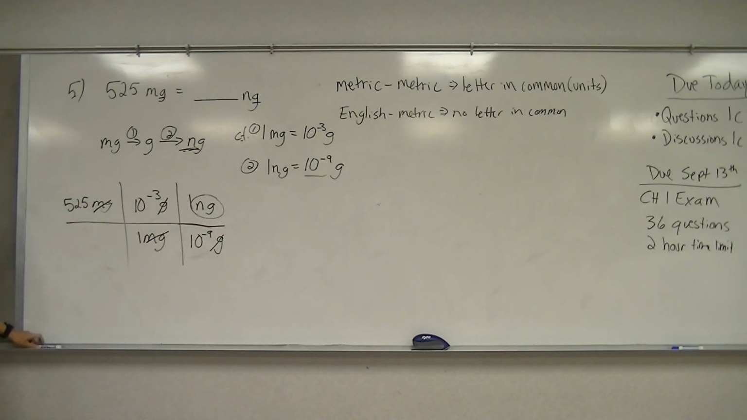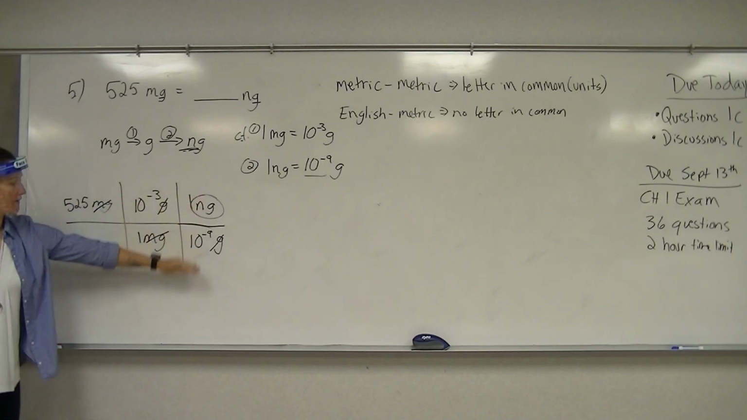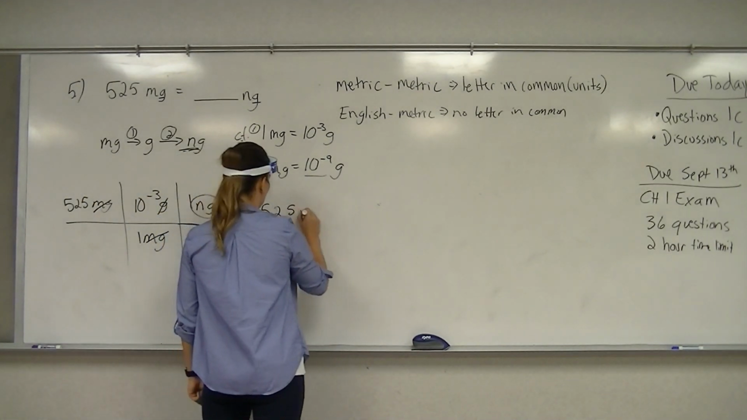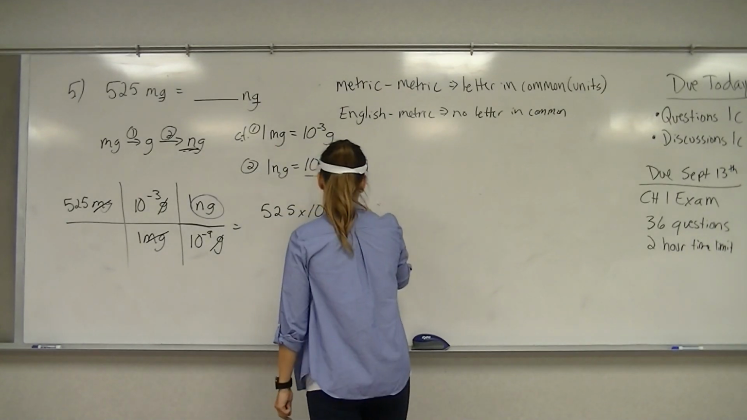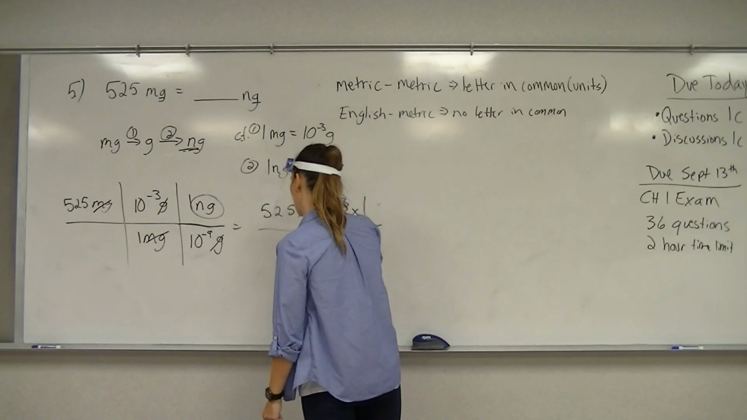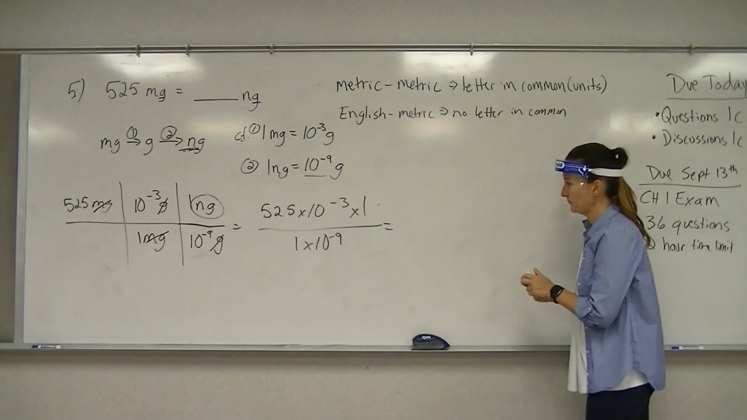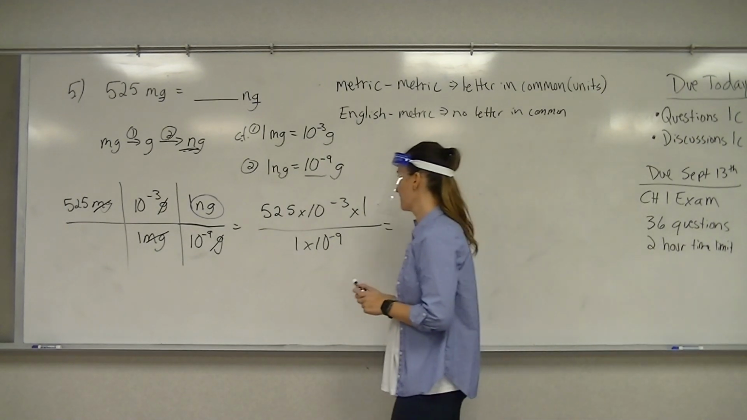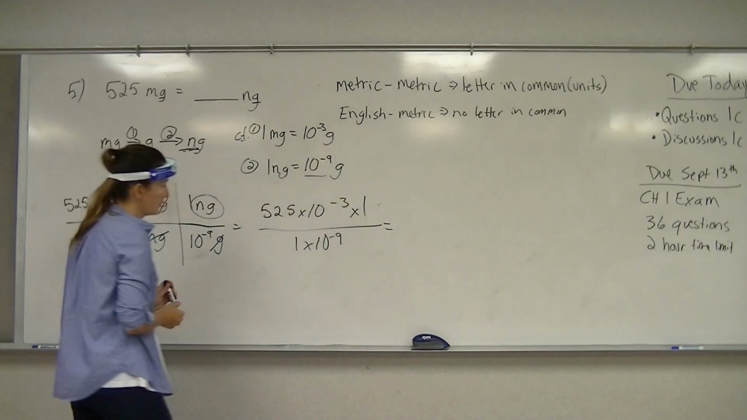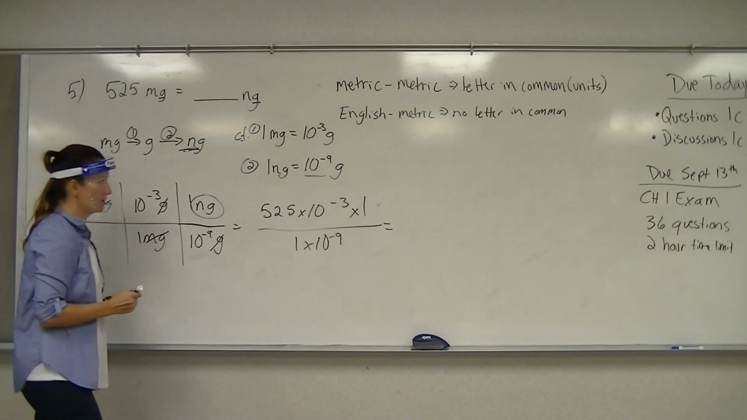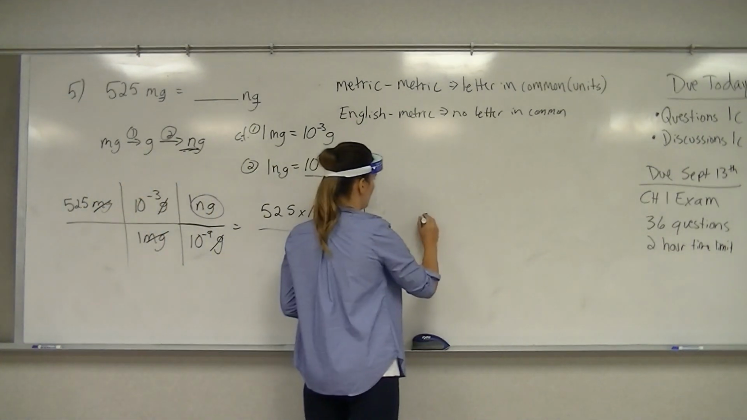That's what I want. So now I multiply across and then divide by what's on the bottom. So I get 525 times 10 to the negative 3rd times 1. On the bottom I get 1 times 10 to the negative 9th. And your calculator might give it to you in normal notation, and it might give it to you in scientific notation. It just depends on your calculator.